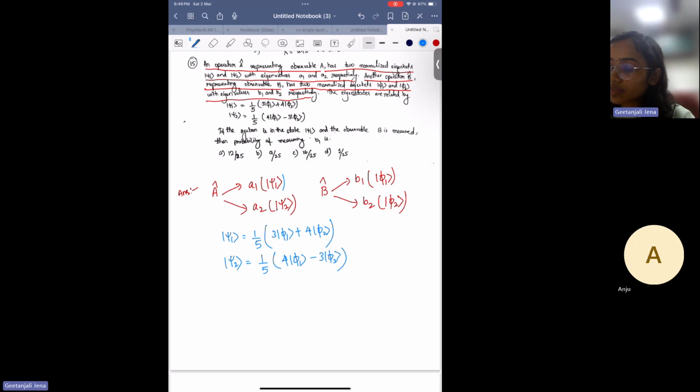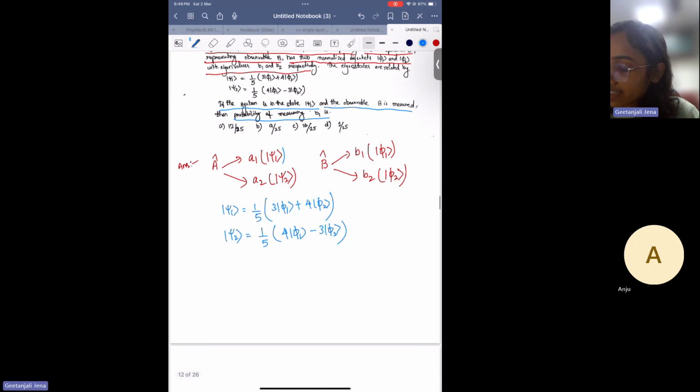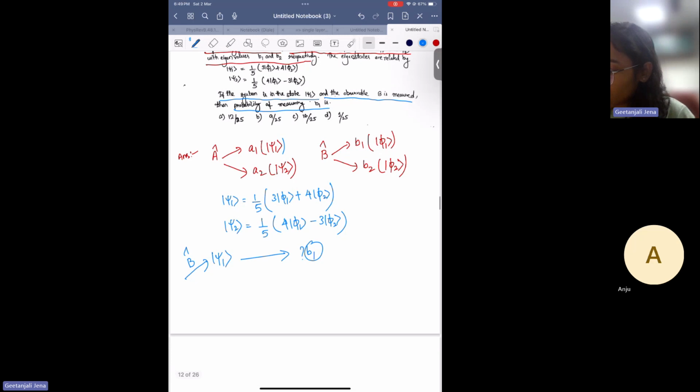This is given the relation between this eigenstate. Now it is telling: if the system is in the state psi1 and then observable B is measured, then what is the probability of measuring B? So it is given the state is in the eigenstate psi1 and we act the operator on it. So it is asking about what is the probability of getting B1 here. After the measurement, what is the probability of getting B1?